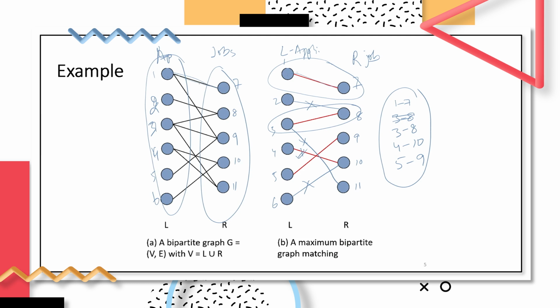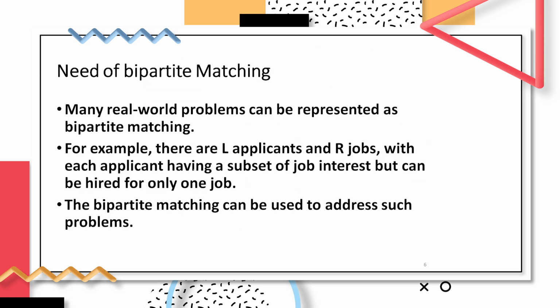One is interested in 7 as well as 9, 2 is interested in 8, that is all, 3 is interested in 8, 9 and 11, 4 is interested in 10 and also 11, 5 is interested in 9. So, like that, and 6 is interested in only 10. So, there are applicants and jobs, and what we need is to maximize that most of the applicants get a job of their interest.